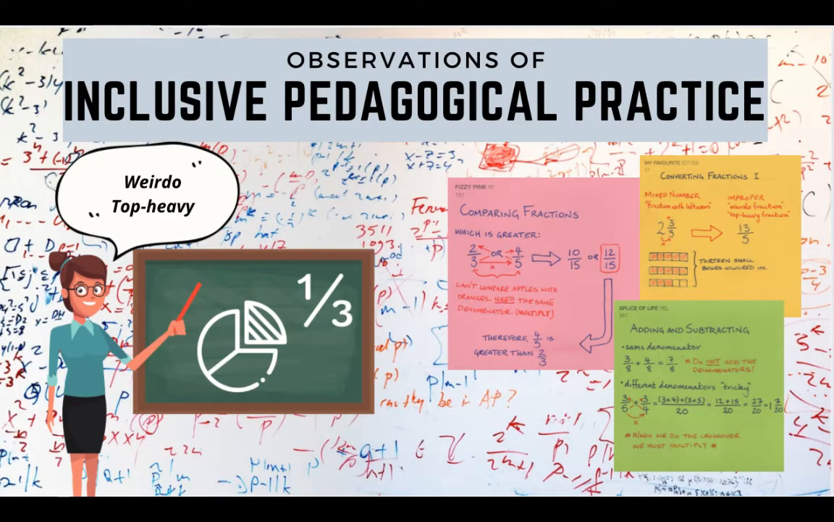I was given the opportunity to observe a Year 7 mathematics support class where its 5 students were provided with a differentiated learning experience that accounted for the students' individual context and cognitive readiness to engage in the curriculum material. The teacher was able to differentiate the manner in which the students engaged with the learning material by describing fractions using colloquial language such as top-heavy and weirdo.